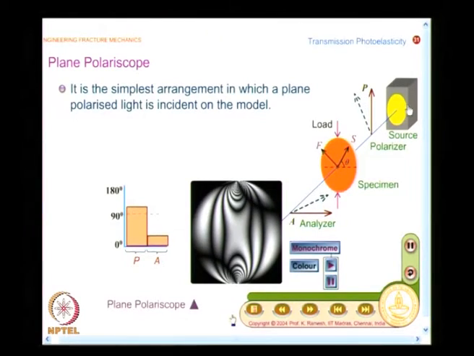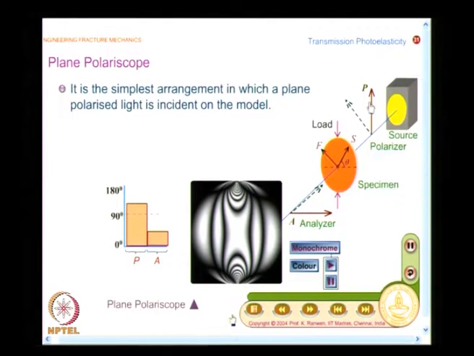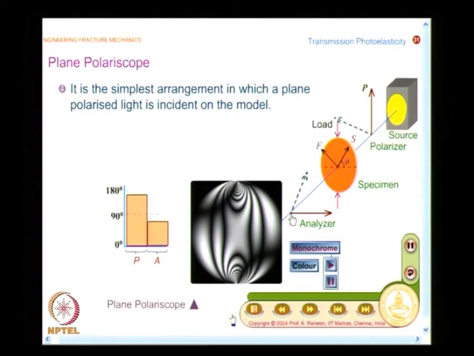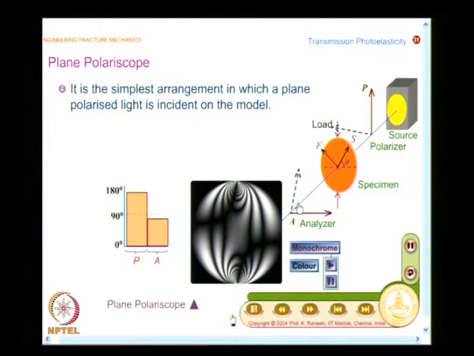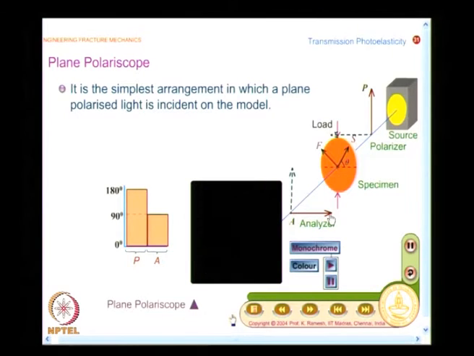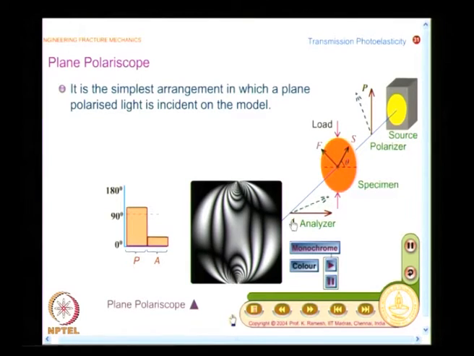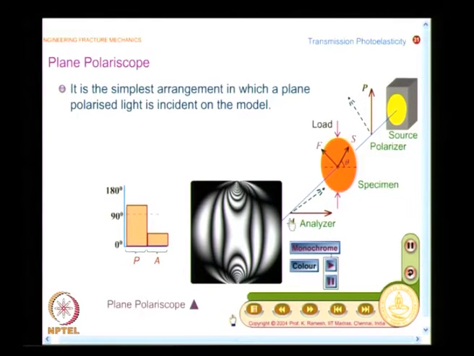Now, the next aspect was that we need to find out the fringe order, and we need to have an optical arrangement. We started with a plane polariscope. In a plane polariscope, what is it that we saw? We had a light source, then we put a plane polarizer, then you had a model which is loaded, and you analyze whatever light comes out of the model by an element similar to the polarizer, but the axis is different. Because you do the analysis of the exit light ellipse, you call this the analyzer.